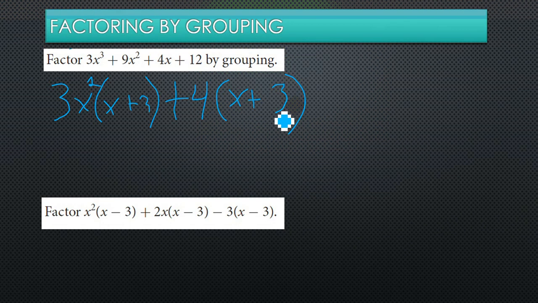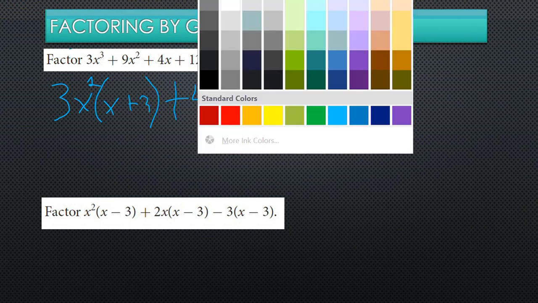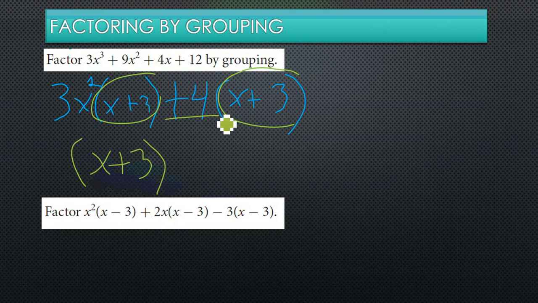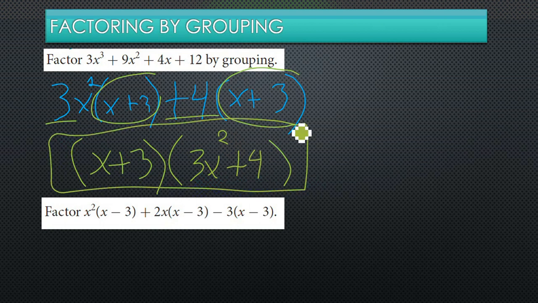Now, what you should recognize at this point is that we have a common factor of x plus 3 in both of those terms. So we factor the x plus 3 out, and then we say what's left over? Well, that and that. So we're doing 3x squared plus 4. And we're done. That's our factoring by grouping for that case right there.